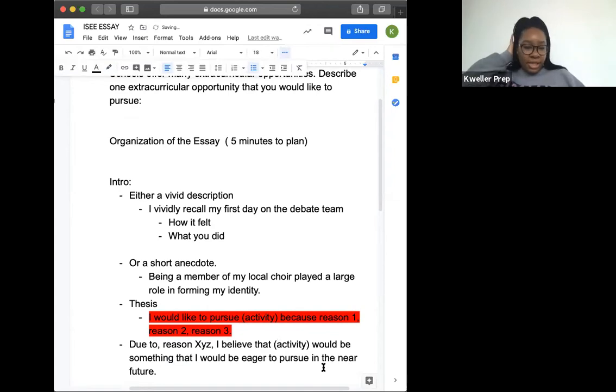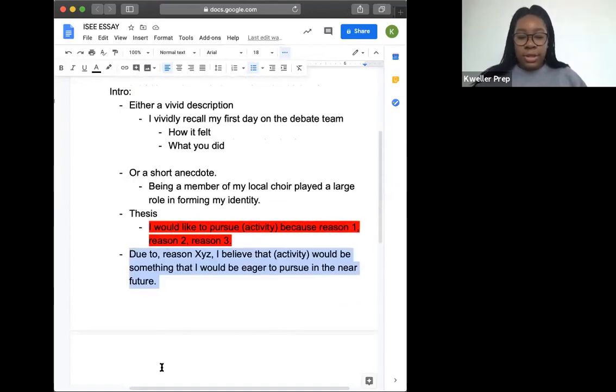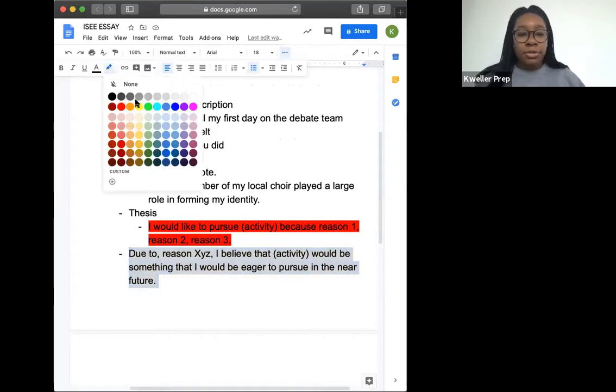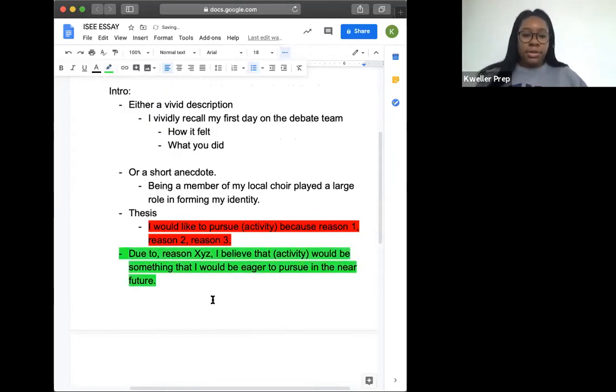It sounds more sophisticated when you write in this way, due to reason X, Y, and Z, I believe something like that, as opposed to, I want to do this because this, this, and this. I want to join a choir because 1, singing is interesting, 2, I like being around other people, and 3, whatever. That's very boring. Something like this shows that you know how to organize your ideas like a traditional thesis, but also that you're a sophisticated writer as well, which is extremely important.